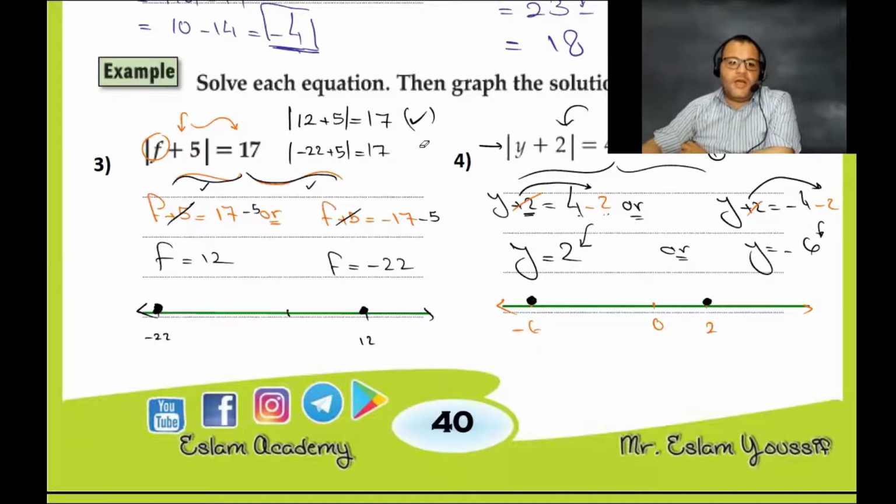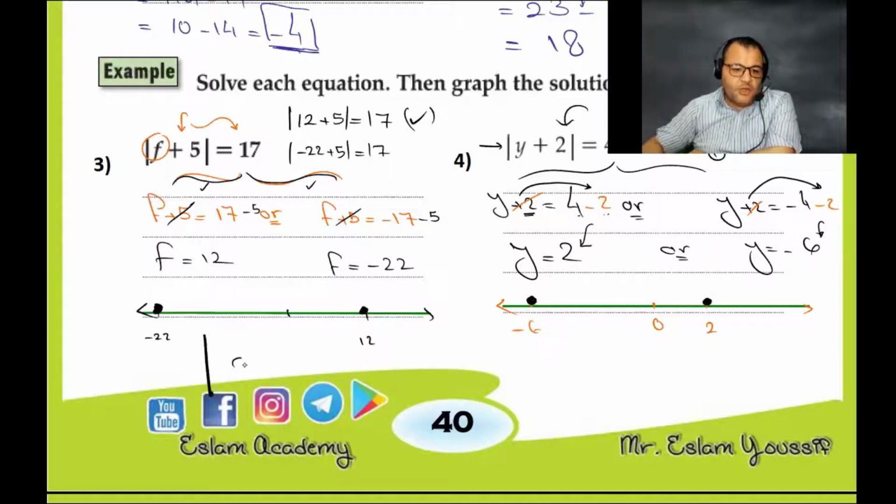Solve the operation inside first: negative 22 plus 5 is negative 17. It's true. Solve the operation at the first, then until you find a number.